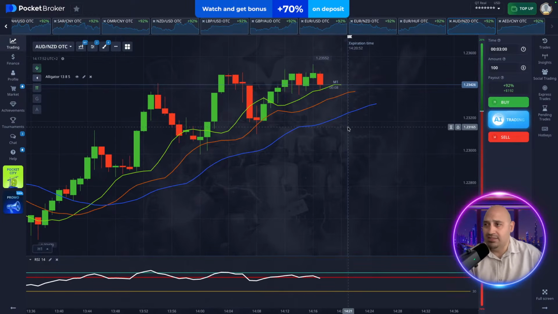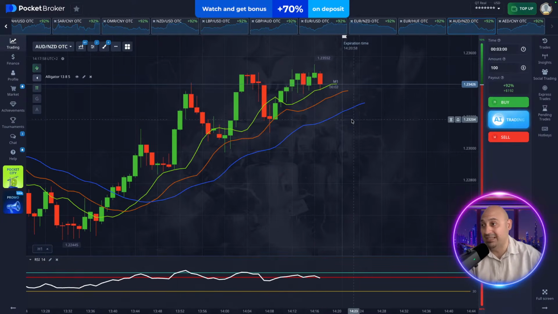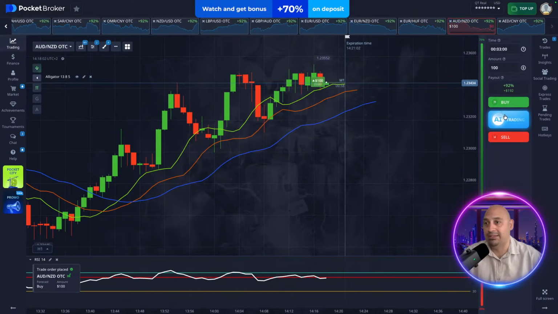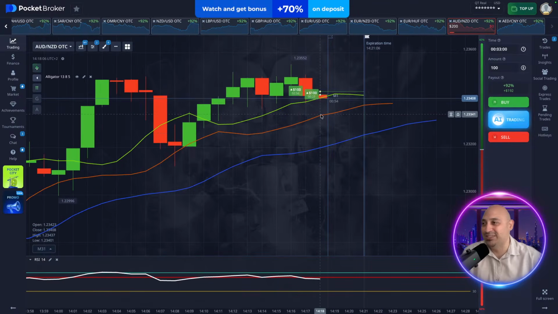But again, this is not over, guys. We keep on. I do like what I see here. It's still dipping here, so we are still respecting this line. I could technically place another trade, and I'm going to place another trade. Oh, AI went long this time as well. Take a look at this.